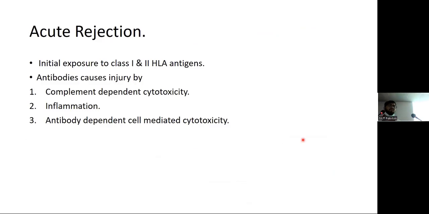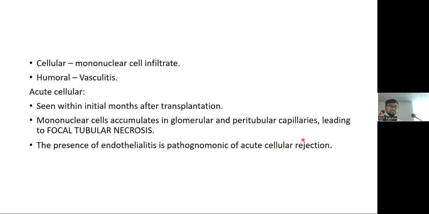Now, acute rejection. It occurs because of the initial exposure to class 1 and class 2 cell antigens. Antibody causes injury by complement-dependent cytotoxicity, inflammation, and antibody-dependent cell-mediated cytotoxicity. In cellular rejection there are mononuclear cell infiltrates, and in neural rejection there is usually a vasculitis. Acute cellular rejection is seen within 1 month after transplantation, and mononuclear cells accumulate in glomerular and peritubular capillaries, leading to focal tubular necrosis. And endothelitis is a pathology.